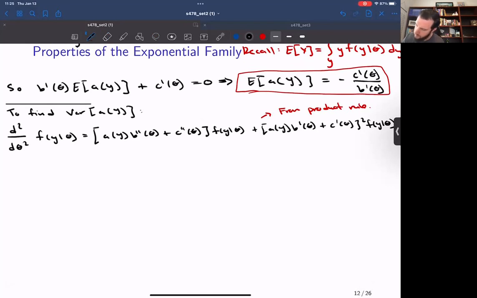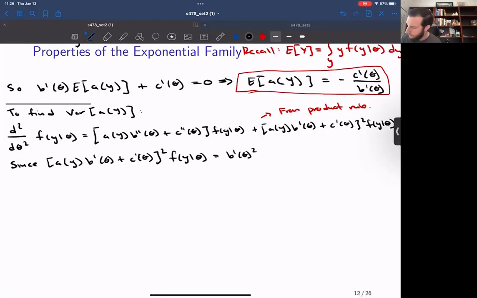So we can show, since a of y b prime theta plus c prime theta, squared, times f of y given theta is equal to b prime theta squared times a of y minus the expected value of a of y, squared, times f of y given theta.